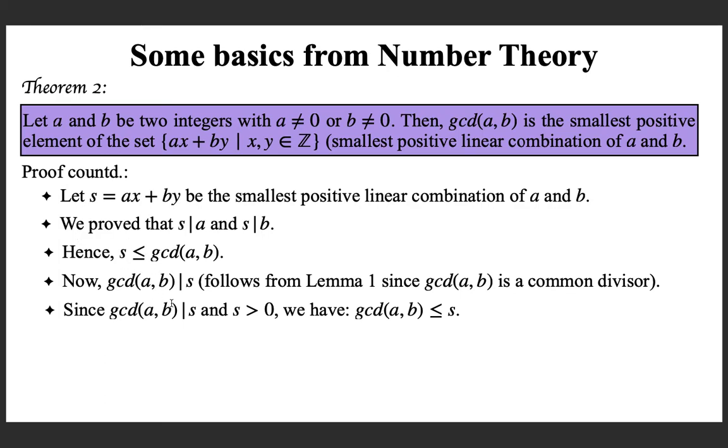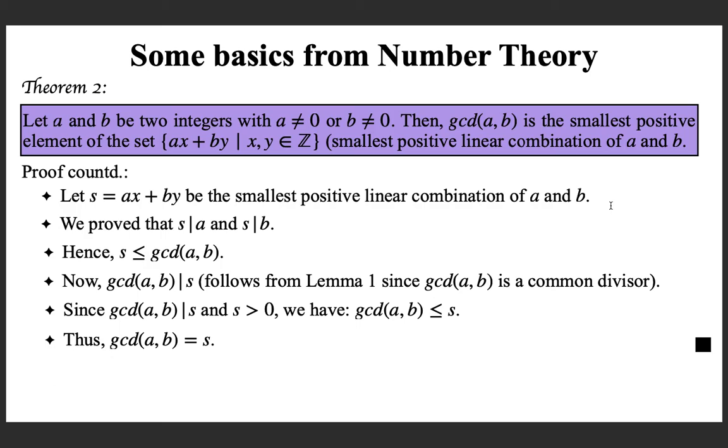Since we have GCD of A and B dividing S, and S is greater than 0, we know that GCD of A and B is less than or equal to S. Now, we have these two results: S is less than or equal to GCD of A and B, and GCD of A and B is less than or equal to S. And these two hold if and only if GCD of A and B is equal to S. So, we are proving that GCD of A and B is S, which is the smallest positive linear combination of A and B.